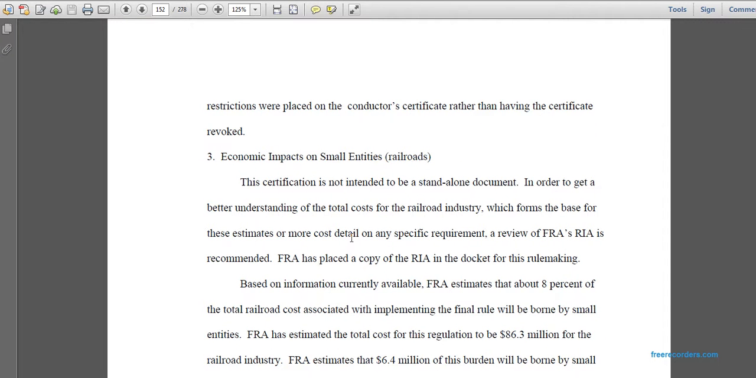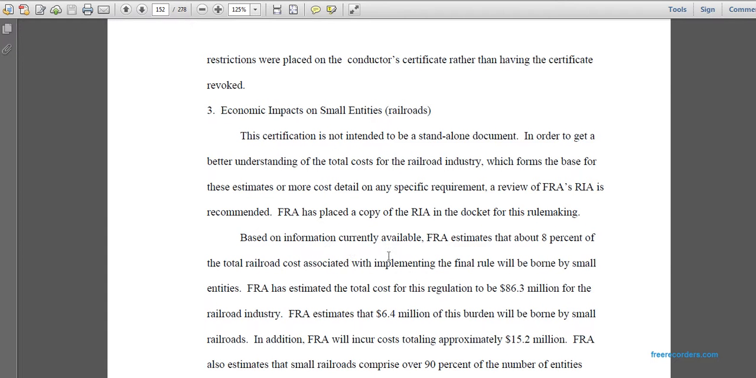Small entities, railroads. The certification does not stand alone as a document; in order to get a better understanding of the total cost to the railroad industry that forms the basis of this, these estimates are more detailed than any specific requirement. The review of the FRA RIA is recommended. The FRA has placed the RIA in the docket of the rulemaking. Based on the information currently available, the FRA estimates that 8% of the total railroad costs associated with implementing the final rule will be borne by small entities.